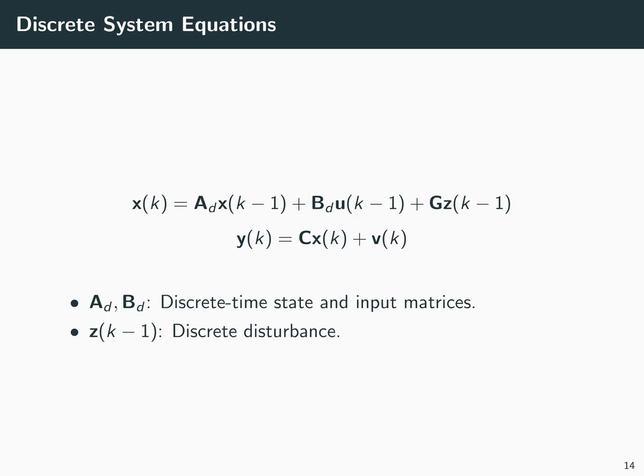In discrete time, the state vector at time step k equals the discrete system matrix A sub D times the state vector at the previous time step, plus the discrete input matrix B sub D times the input at the previous time step, plus the disturbance matrix G times the disturbance at the previous time step. Similarly, the output y at time step k is given by the measurement matrix C times the current state vector plus the measurement noise.